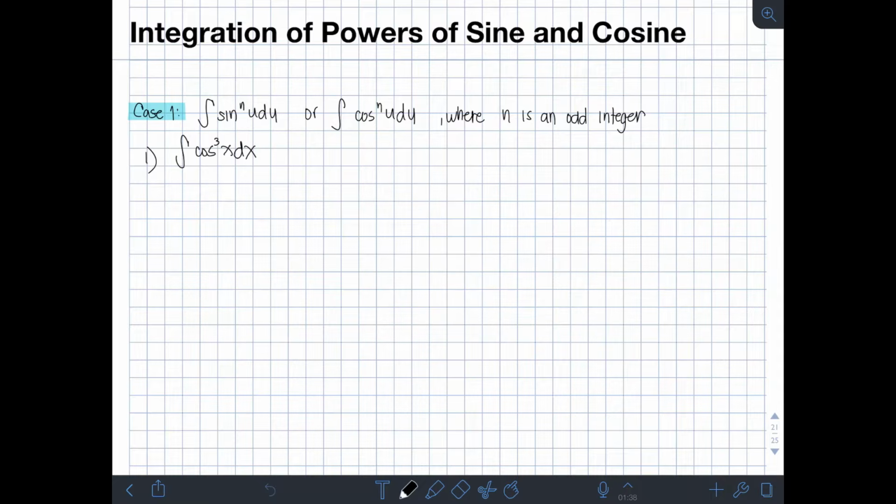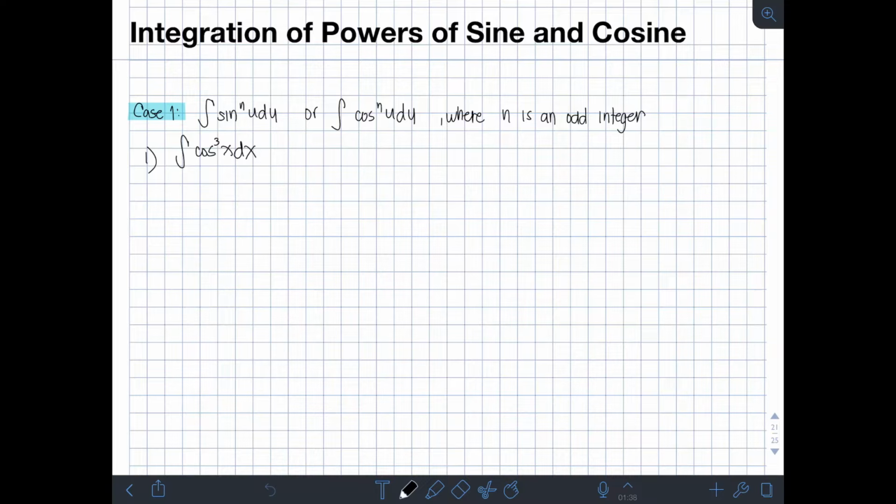Okay, so this time ay ituturo ko naman sa inyo yung integration of powers of sine and cosine. So, ibig sabihin, pwede tayong magkaroon ng integral ng sine raised to certain exponent, integral ng cosine raised to certain exponent, at pwedeng combination or product ng integral ng cosine at sine raised to certain exponent, depende sa iba't ibang cases. Depende to kung yung exponent ba niya is even or odd.